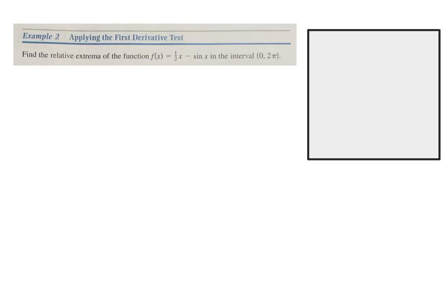Find the relative extreme on this function in the interval 0 to 2 pi. So because this is a cyclic function, cycles, we're not going to do it for infinity. They just want it from 0 to 2 pi. So we are going to take my first derivative of this function. First derivative of 1/2 x is just 1/2. So first derivative of my sine x is just my cosine of x.